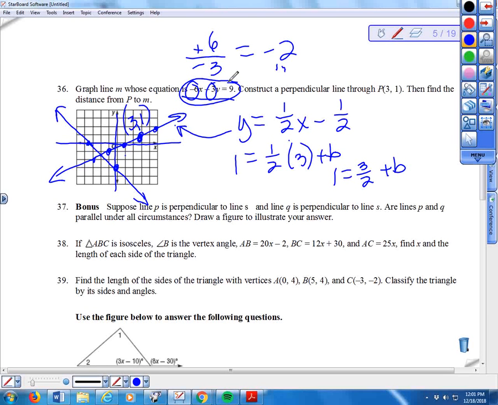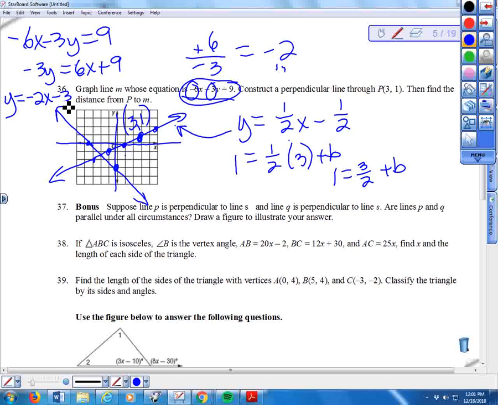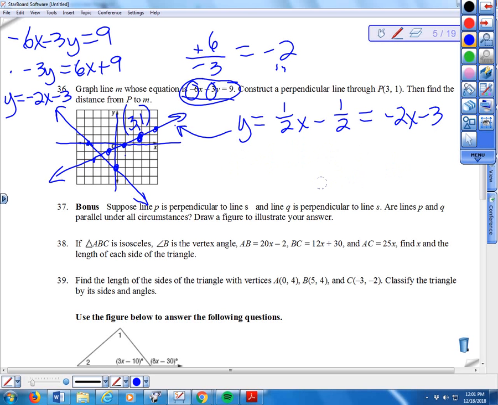So negative 6x minus 3y equals 9. I'm going to add 6x and divide by 3, negative 3. So negative 2x minus 3 is this equation in slope-intercept form. Everybody follow that? So I'm going to set this equal to find where the point of intersection is.